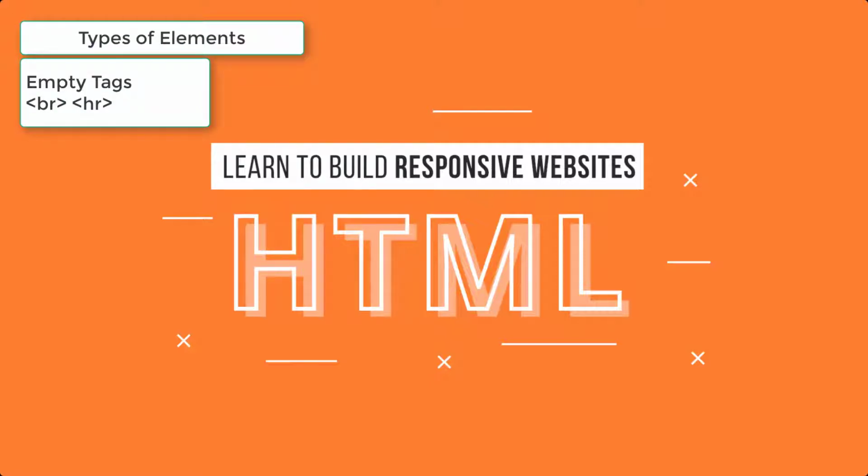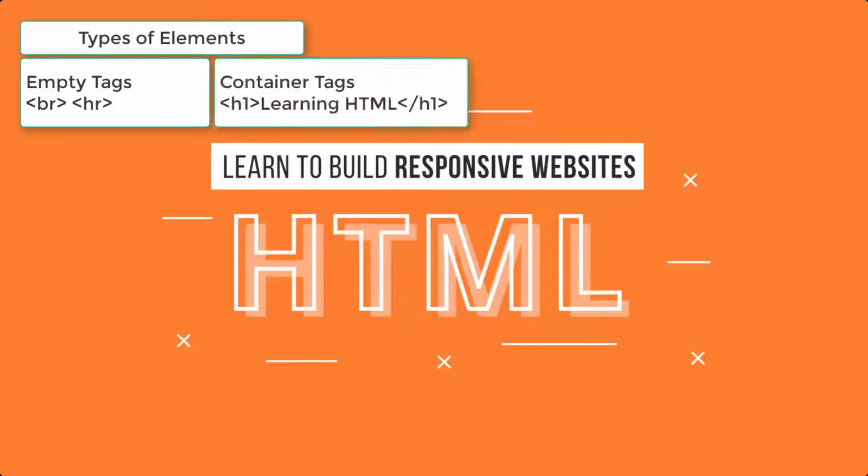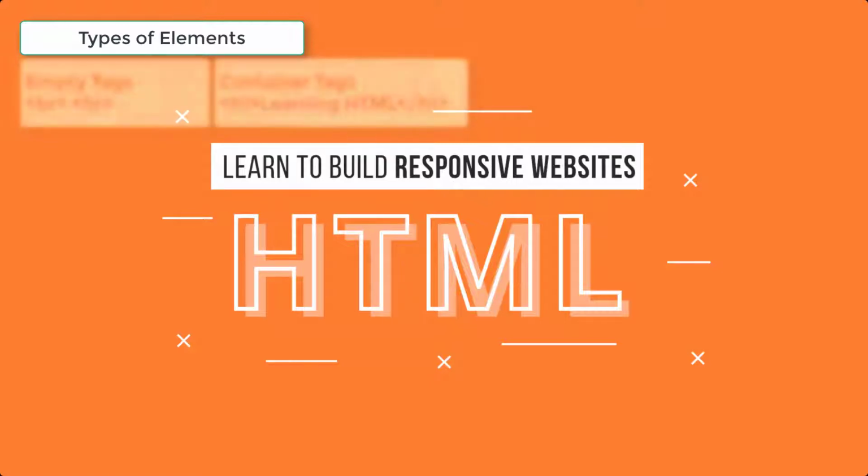Here we will talk about the types of elements. We have two different types, empty tags and container tags. HTML elements with no content are called empty elements or empty tags. BR is an empty element without a closing tag. The container is the area enclosed by the beginning and ending tags.